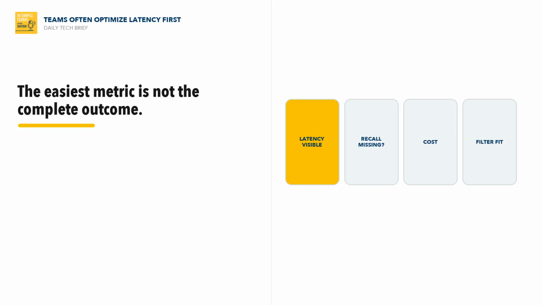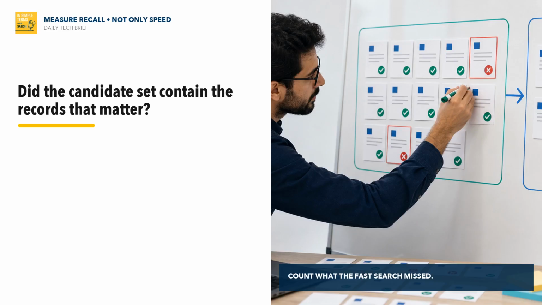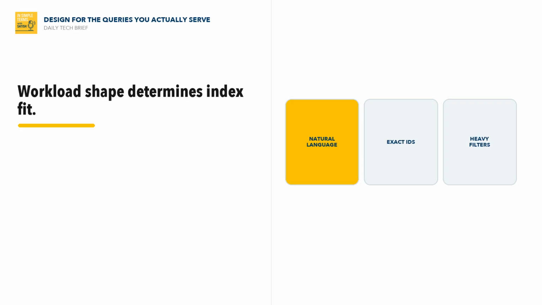Now here is the catch. Many teams optimize vector search by watching latency first. But low latency alone does not tell you whether the system found the right records. So a serious system has to measure recall, not only speed. It also has to think about what kind of queries it serves.